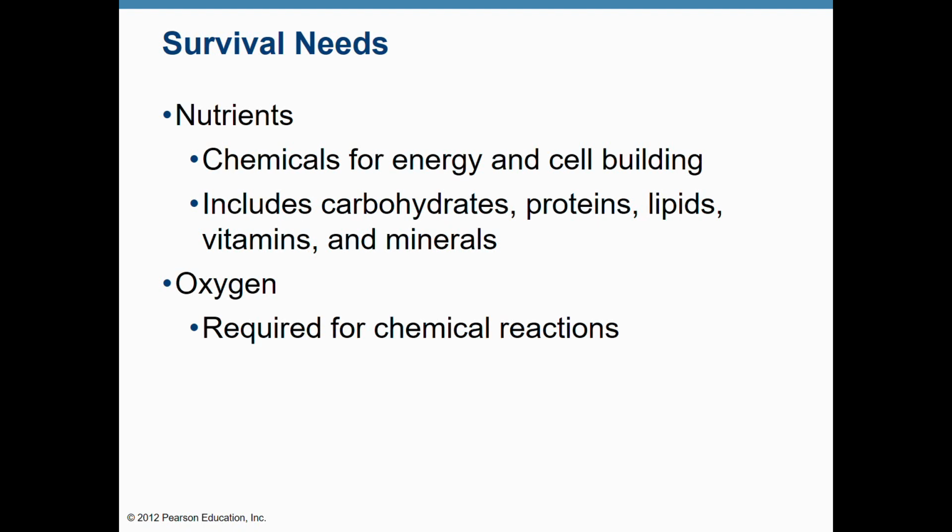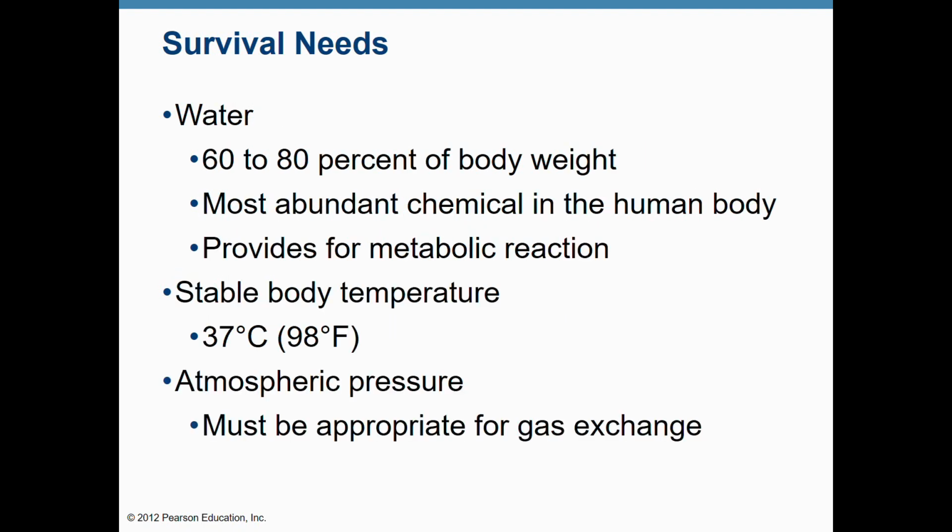And also we have oxygen, which is needed for chemical reactions such as what? The cellular respiration. And also water. So 60 to 80% of our body is made up of water, and it is the most abundant chemical in the human body. Water is also needed for metabolic reactions, and also in other body functions.